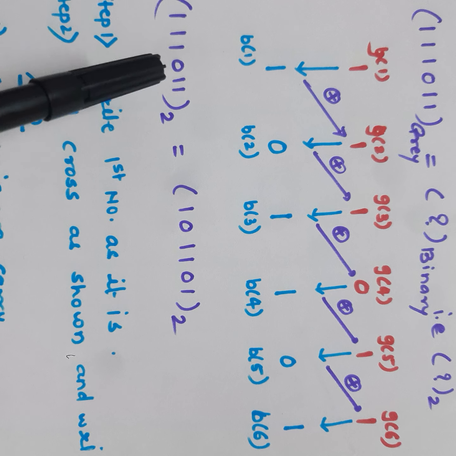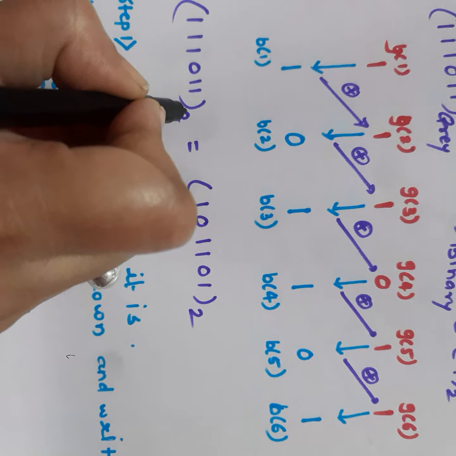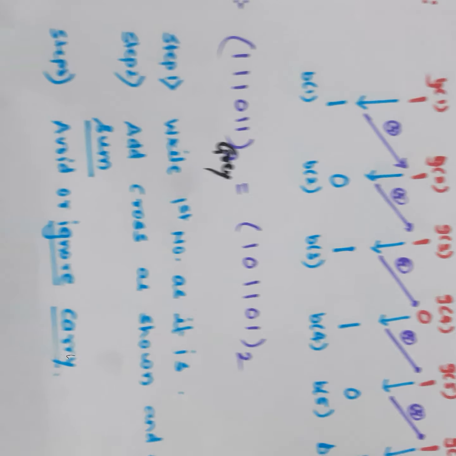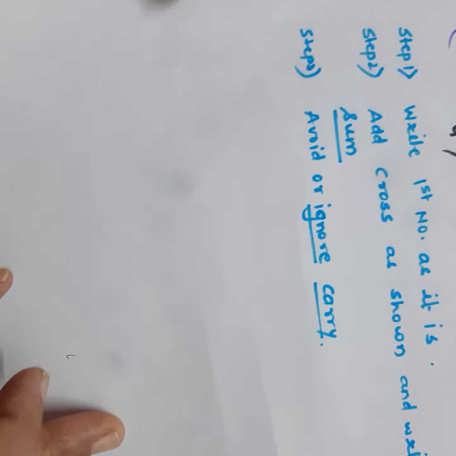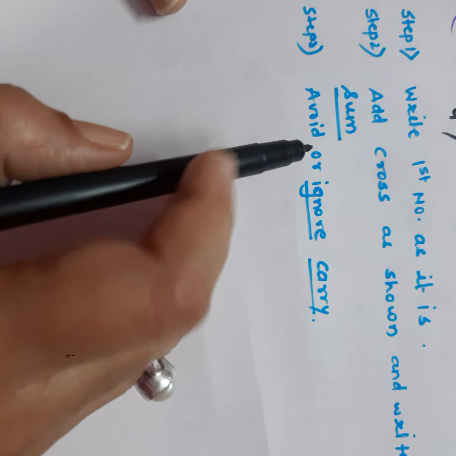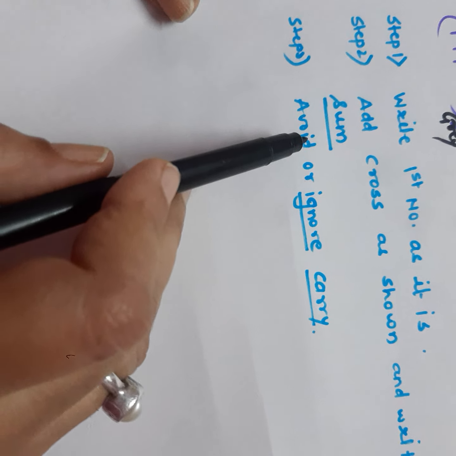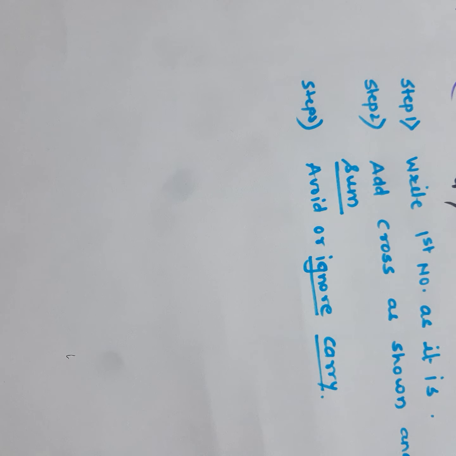So this is the gray to binary. This is a gray number and this is converted to binary. Okay, so what is my first step? First step is write down the number as it is, then add in the cross way. Write down the sum, avoid the carry. This is how you are going to convert gray to binary.